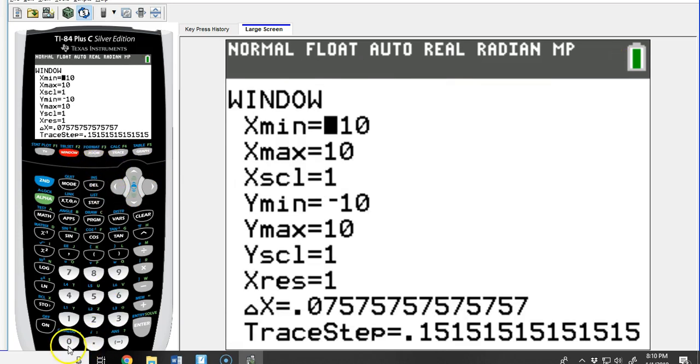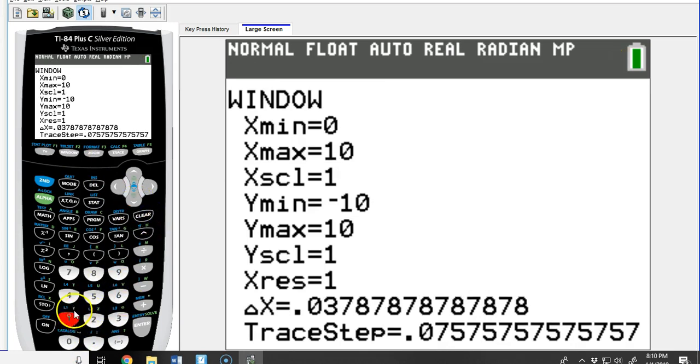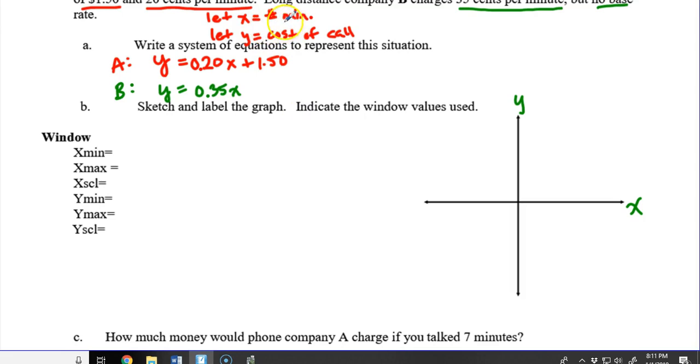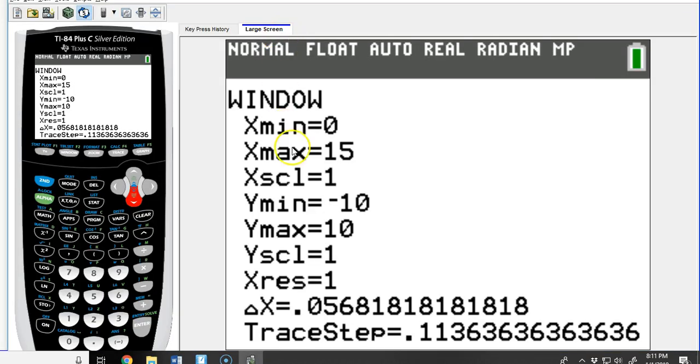See if that looks good. Again, it's a work in progress. So our x is going to go from 0 to 15. Again, what I pressed was this window button to get to the screen. For X scale, you can leave it just as 1. Remember, we had defined over here that X was the number of minutes. So you can leave a tick mark. That's what the scale means, every 1 minute, right?